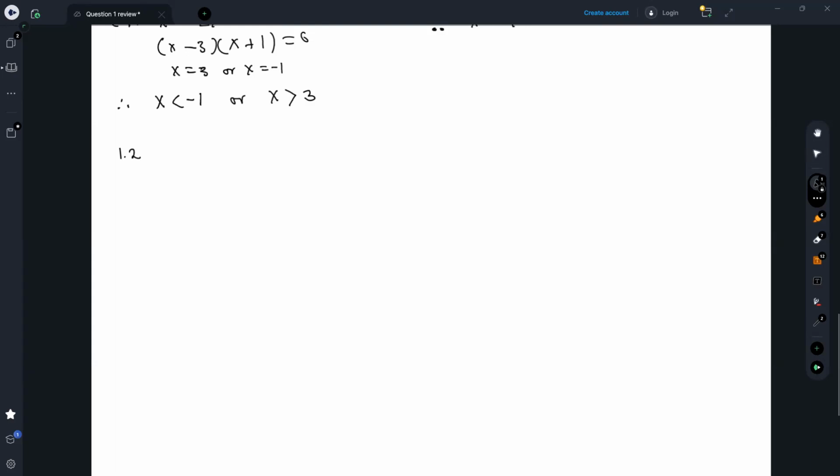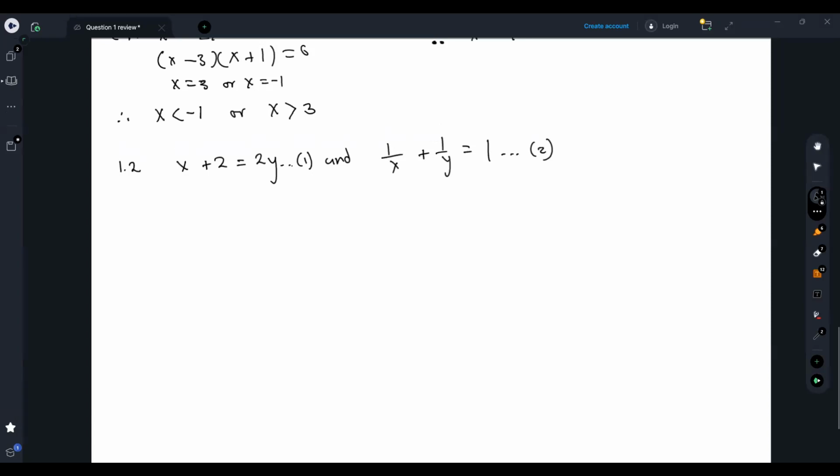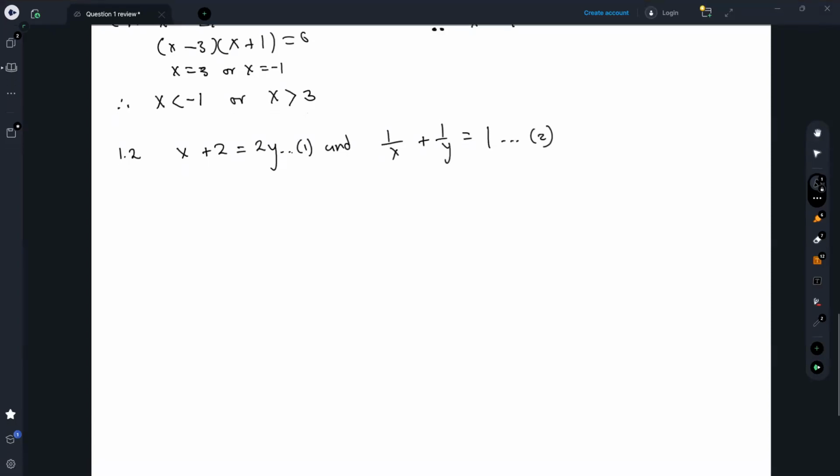In this case, we're given this line here, which is x plus 2 is equal to 2y. And we're also given this curve here, which is 1 over x plus 1 over y is equal to 1. So we can say this one is equation 1, and this is equation 2. Whenever you're solving a simultaneous equation, the idea is that you are solving where these 2 functions meet, their point of intersection. So we are going to try and find the coordinates. Okay, so let's go on.